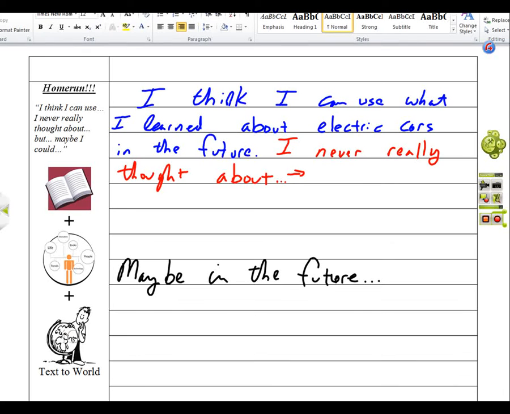They start with what they think, they back it up with text, they back it up with personal experiences and connections, and then they put a conclusion on it with what they think again.